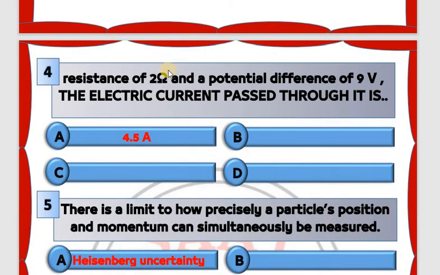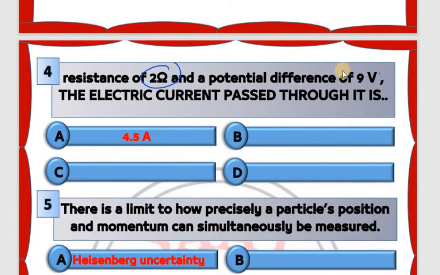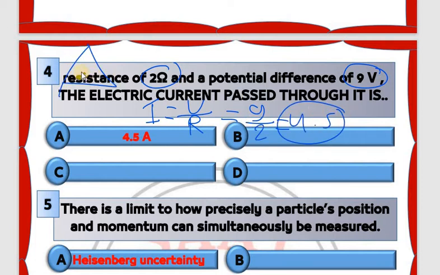A resistance of 2 ohm and a potential difference of 9 volt, the electrical current passes through it. So the electrical current I equals V over R from Ohm's law. So 9 divided by 2 is 4.5. Ohm's law, V equals IR, so I equals V divided by R.